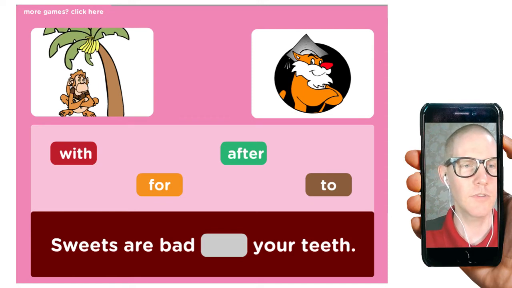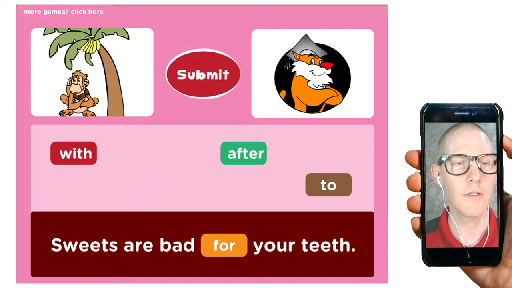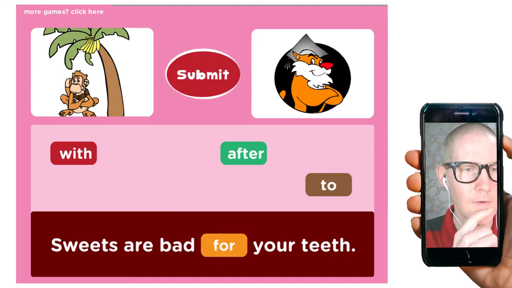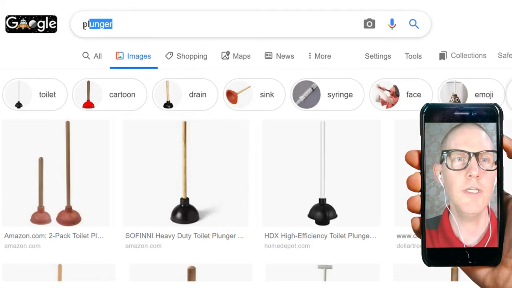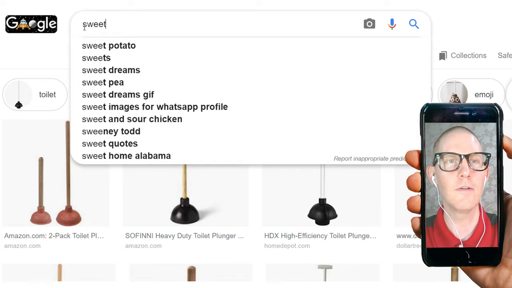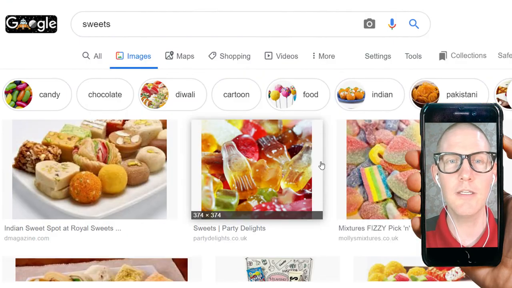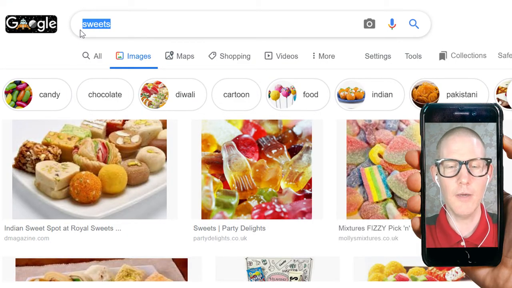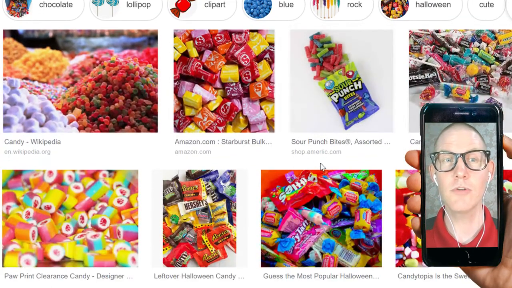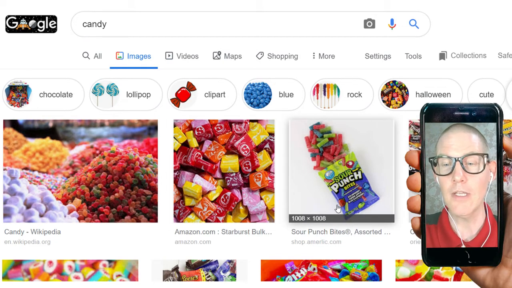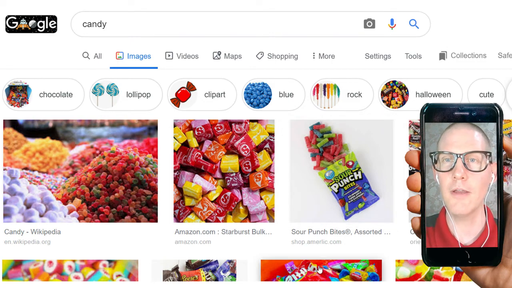All right, we'll do the answer first. Sweets are bad for your teeth, right? All right, let's take a look. Let's put in sweets, and then we'll put in candy. See if there's any difference. Okay, so I would say I see candy, but some people say sweets. That's fine. I'll put in candy now. Very similar. So it's your choice. You can say sweets or candy. For me, it just seems natural to say candy, but I've also heard people say sweets. So it's good to have options.